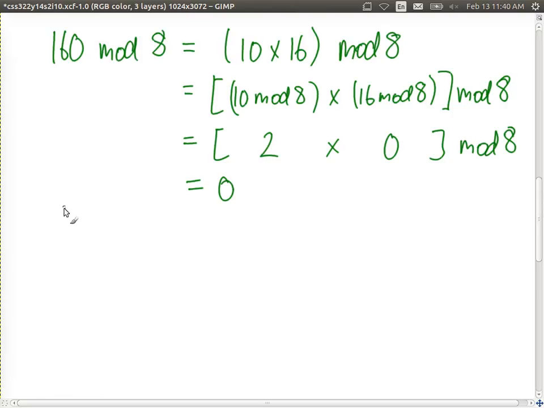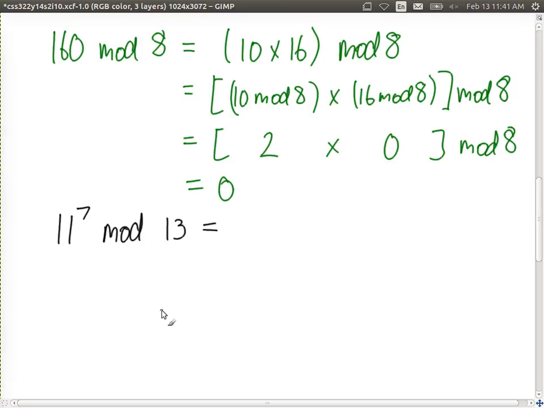One more. Let's try 11^7 mod 13. No calculator. And I've done this in quizzes. Solve it. 11^7 mod 13.